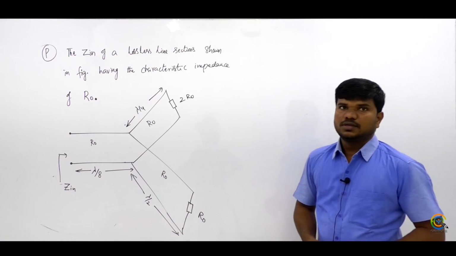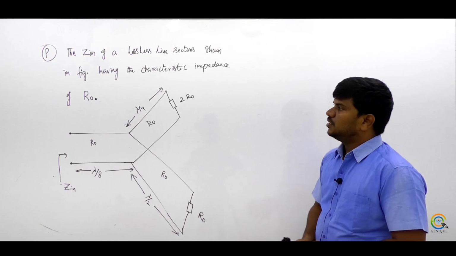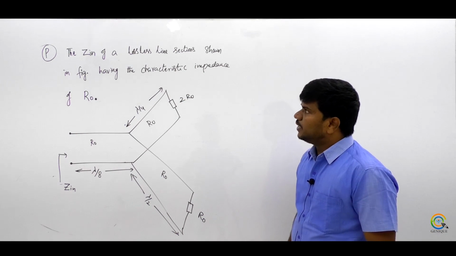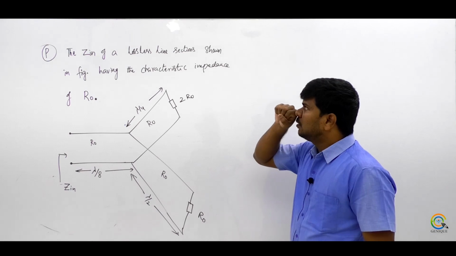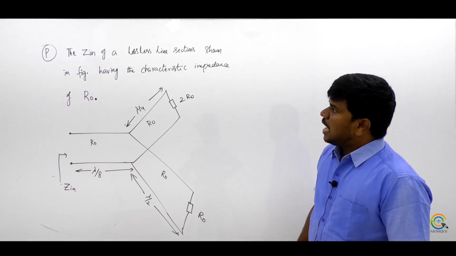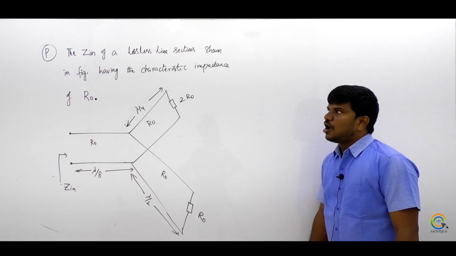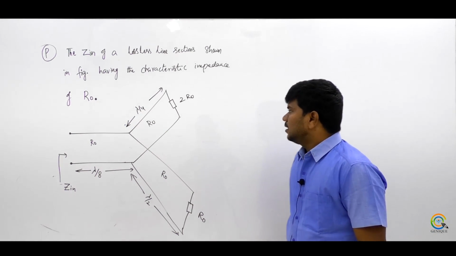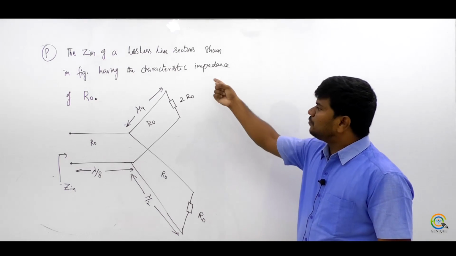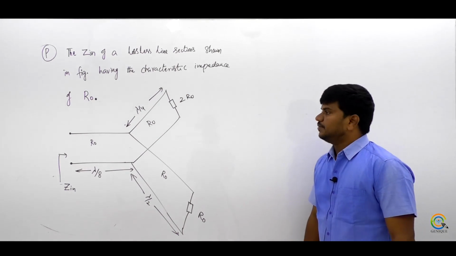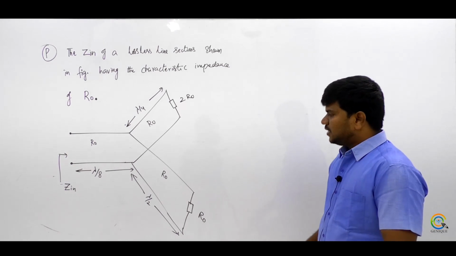In this question, if you observe what he has asked: the ZIN of a lossless line sections shown in the figure, having a characteristic impedance of R0. So this is the figure given. We have to find the ZIN of the entire transmission line. So how do we find this type of question?